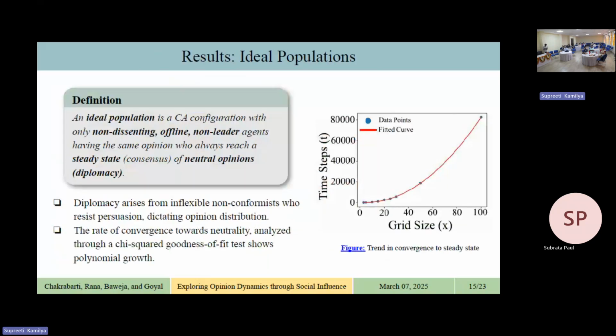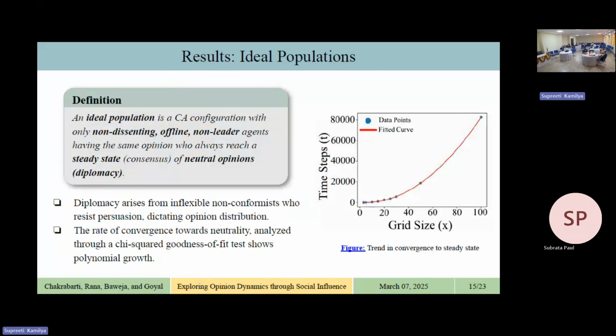So the first population that we consider for experimentation is ideal population. We define an ideal population as a population with all agents who are non-dissenting, offline, and non-leader. So all of the parameters are not there, and everyone has the same opinion at the beginning, not neutral.